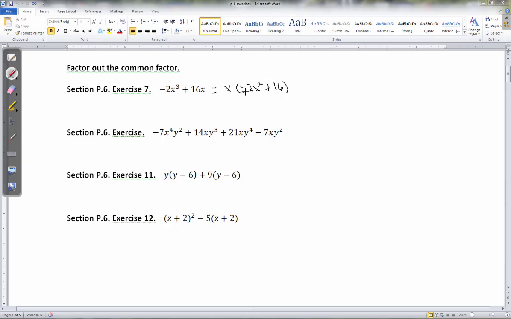Now, that's not all I can pull out. There's also a 2. And I can pull out a 2 or a negative 2. It doesn't really matter. I think I will pull out a negative 2. So now I have negative 2x on the front. And divide negative 2 from the negative 2x squared, and you'll get just x squared. Divide negative 2 out of the 16, you'll get minus 8. And we've pulled out the common factor.